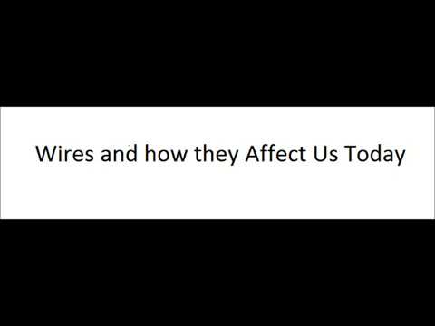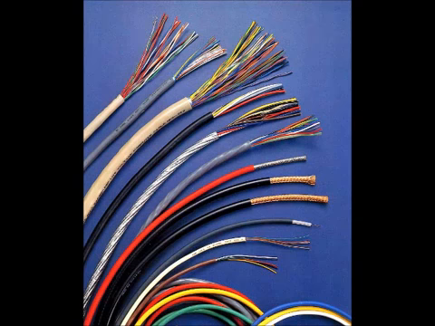Today we are going to explore electrical wiring. First, what is the most commonly used material in electrical wiring? The answer to that is copper.